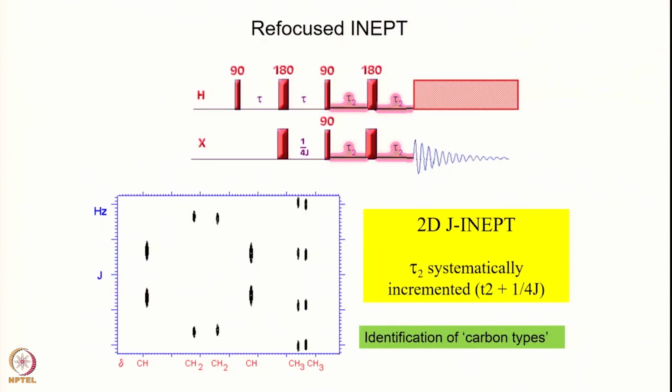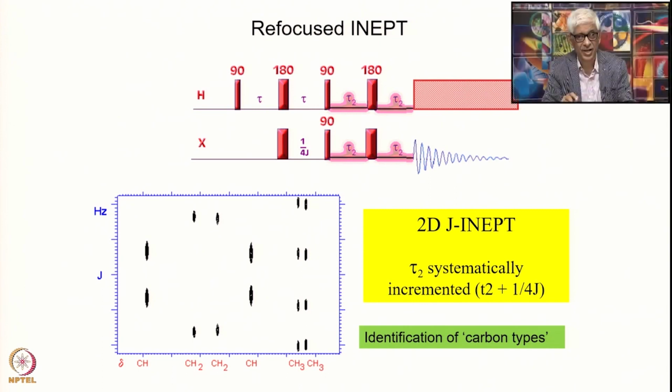Okay. Well, so this is a little bit more modified technique of refocused INEPT, and as a consequence, we already discussed the refocused INEPT earlier, and this experiment is now converted into a 2-dimensional J-INEPT experiment. In this case, what we have seen earlier, this experiment we discussed earlier, the refocused INEPT. Okay. So, basically, and we do a decoupling, of course we can get this.